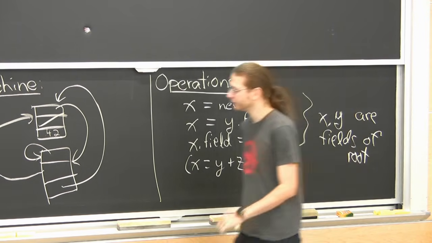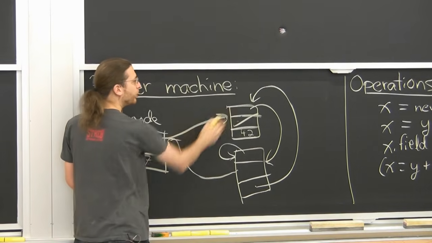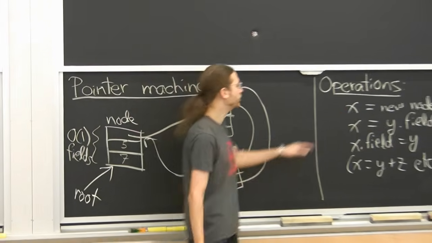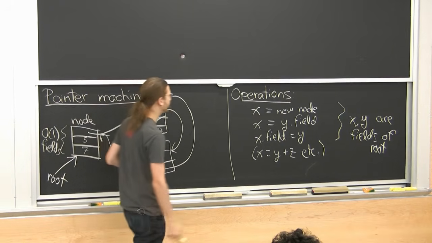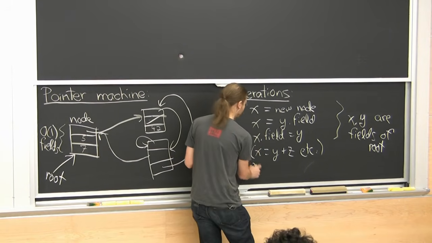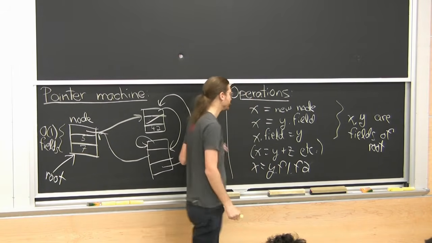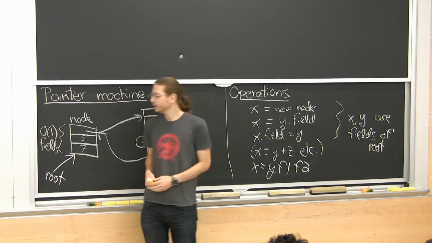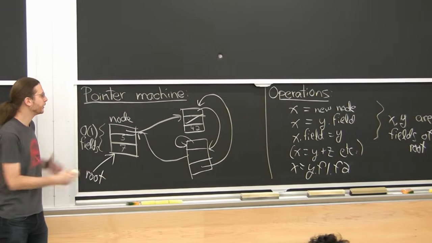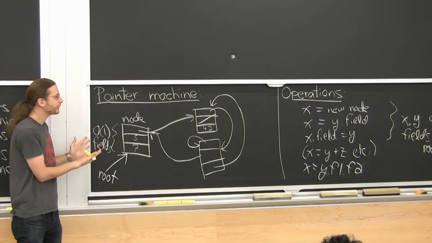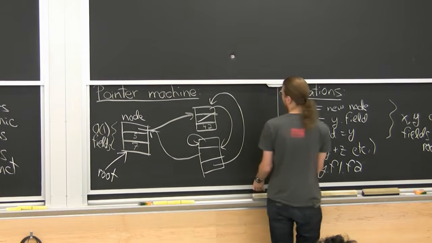You're always working relative to the root, but you can look at the data, basically follow this pointer by looking at the field. You could set one of these pointers. I think I probably need another operation here, like x equals y dot field 1, field 2, that sort of thing. And maybe the reverse. But you can manipulate all nodes sort of via the root. That's the idea. You follow pointers, do whatever. So pretty obvious, slightly annoying to write down formally, but that is pointer machine.